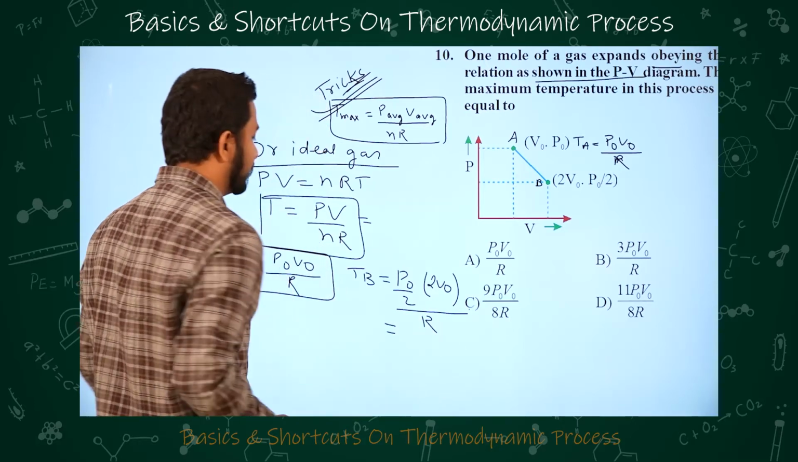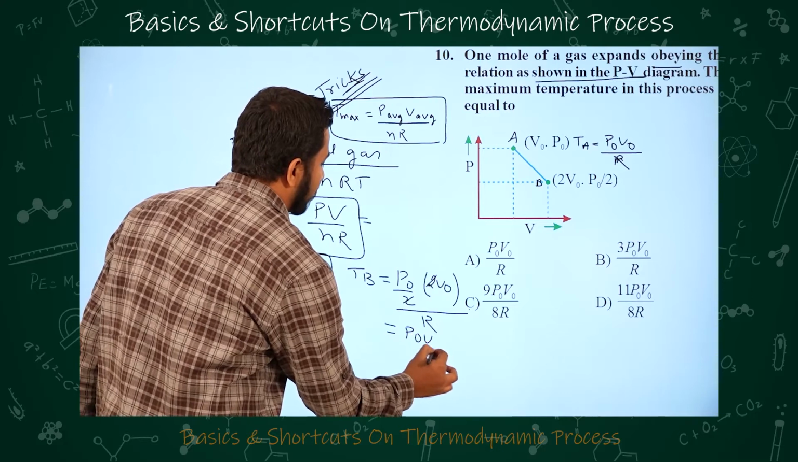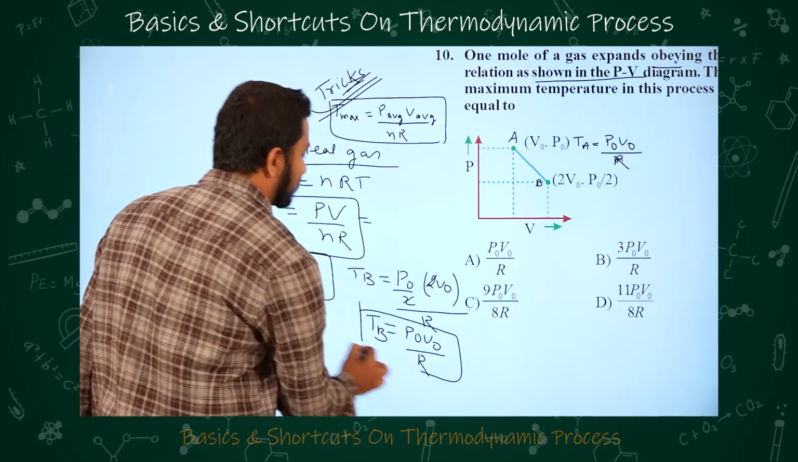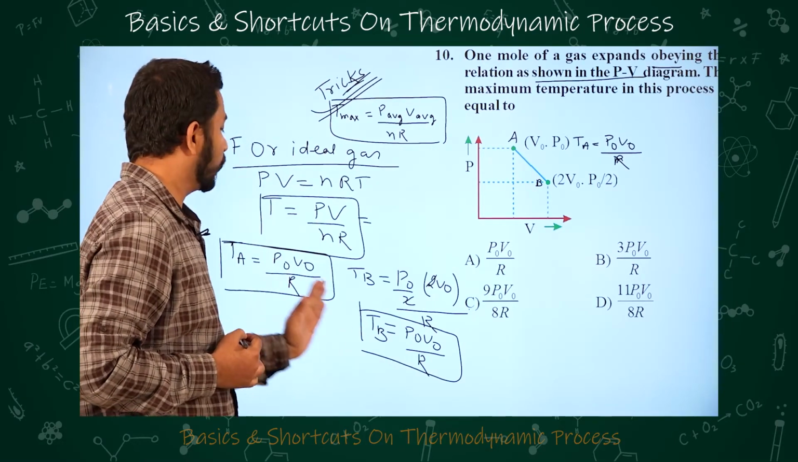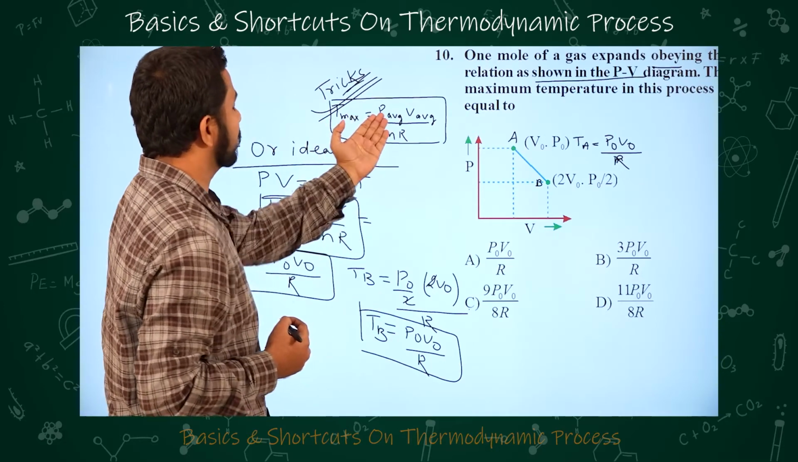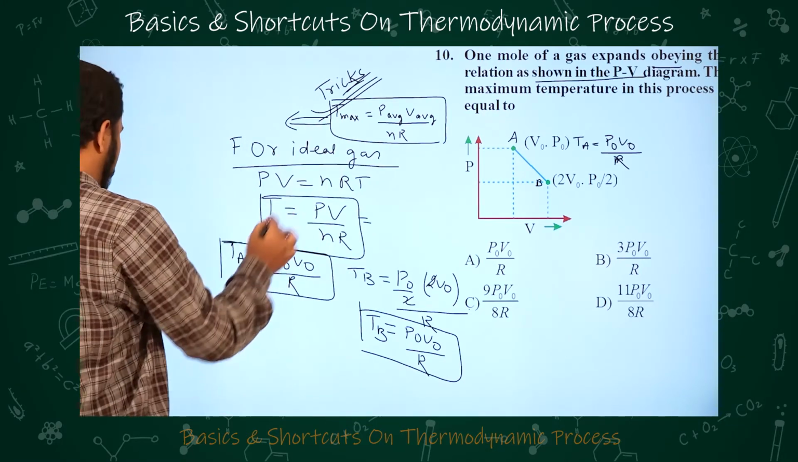So if you simplify this, 2 will cancel out, and again we are getting the temperature at B as P0 V0 by R. So temperature at B, my dear student, is again coming as P0 V0 by R. So both the temperatures are the same here. So I can apply here Tmax is equal to P average V average by nR. So let's see how we have to apply it here.